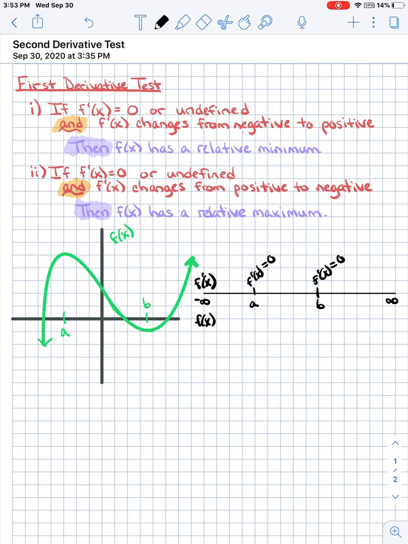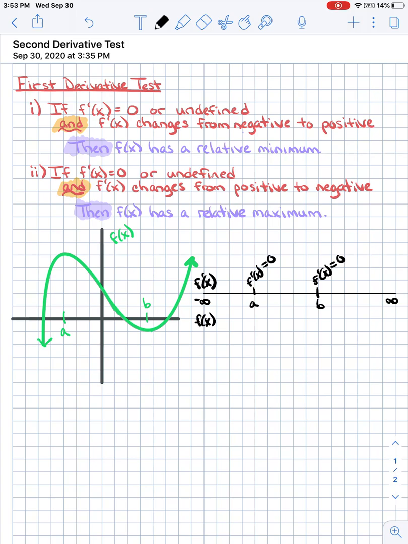If the slope is equal to 0, there is a possibility that there is a relative maximum or a relative minimum. Now, in order to determine if there is a min or a max, we then have to look at whether or not the derivative changes from negative to positive or positive to negative. If the derivative changes from negative to positive, then the function has a relative minimum. If the derivative changes from positive to negative, then the function has a relative maximum. So we looked at a graph like this.